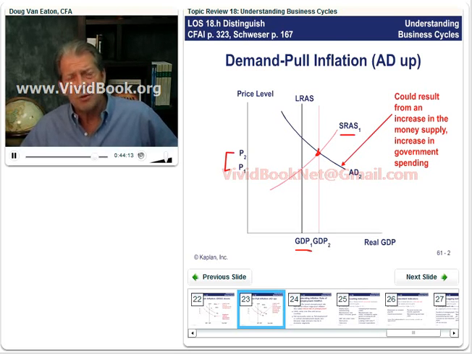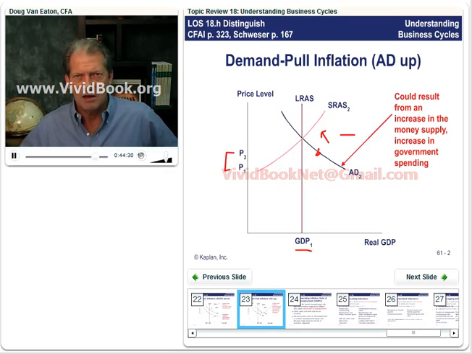There's going to be upward pressure on wages and other important inputs, such as energy. As those input prices rise, well, that's going to decrease short-run aggregate supply. We'll move along this new aggregate demand line back to equilibrium, resulting in another price increase, and back to full employment.